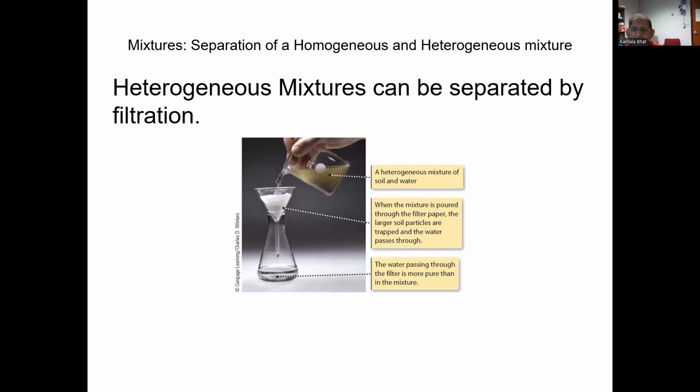This is a separation technique for a heterogeneous mixture such as sand and salt. You can use the filtration technique, and this is called gravity filtration because the size of the solvent, which is water, is much smaller than the openings on the filter paper, so that when the mixture is poured through, the solid settles on the top and the solution, the water component, settles at the bottom, much purer than what it was at the beginning.